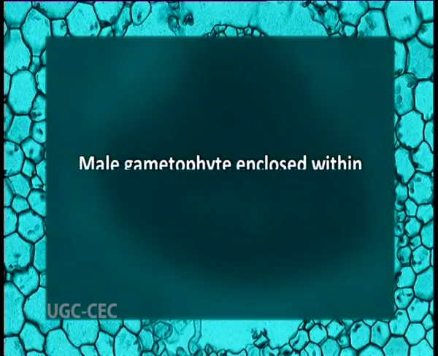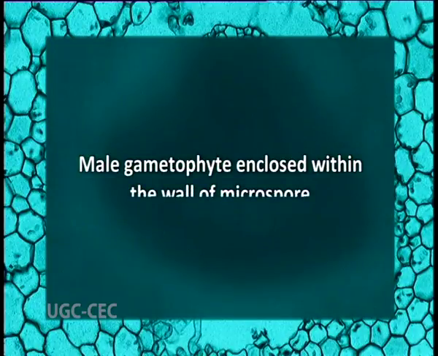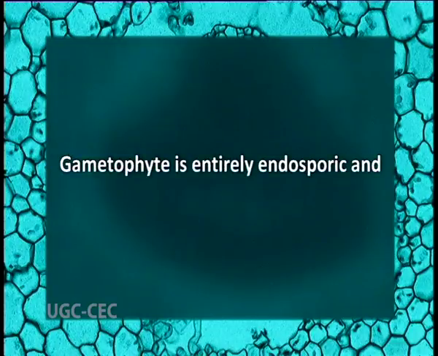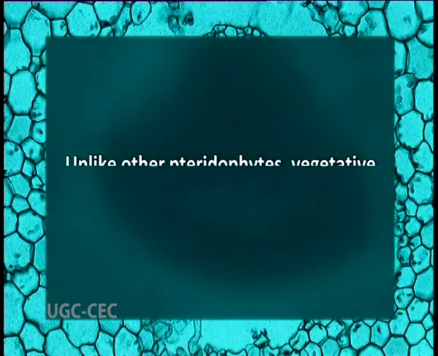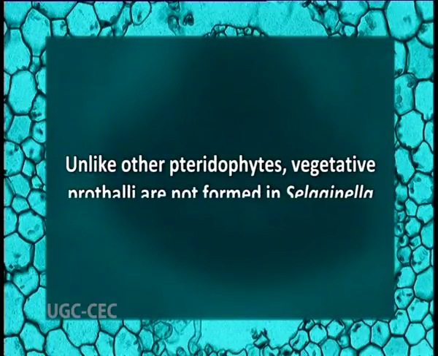Until this stage, the male gametophyte is completely enclosed within the wall of the microspore. Thus, it is entirely endosporic and extremely reduced structure. Unlike other pteridophytes, vegetative prothallus is not formed in Selaginella. The gametophyte is not set free and is dependent on the parent sporophyte for nutrition.